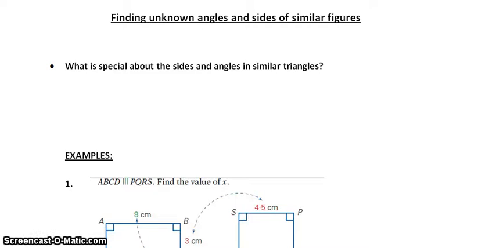Hi everyone, and welcome back to our work on congruence and similarity. Today we're going to be learning about how to find unknown angles and sides of similar figures.